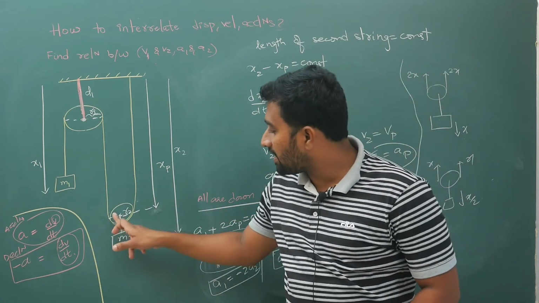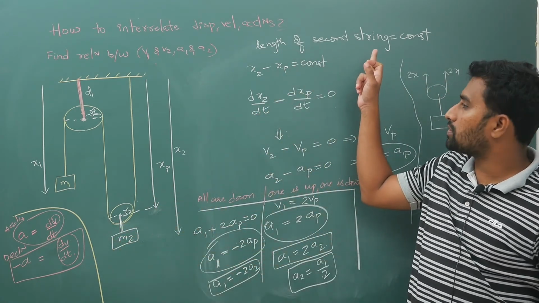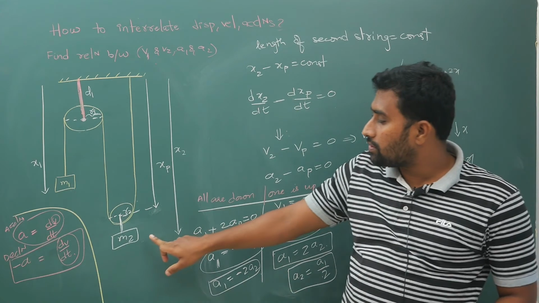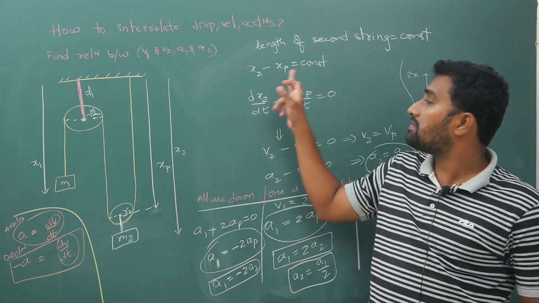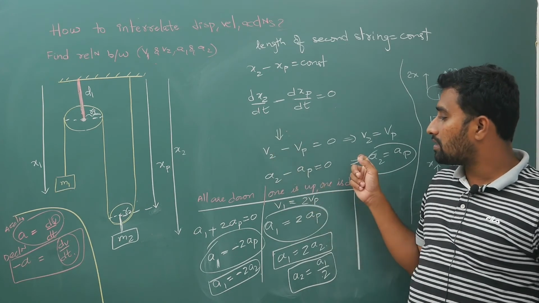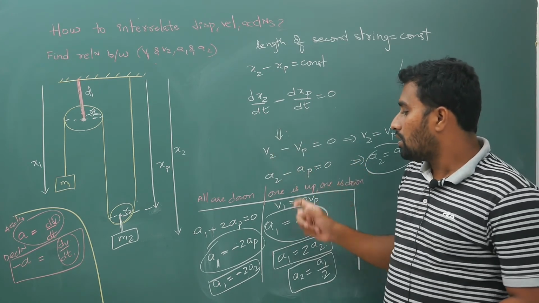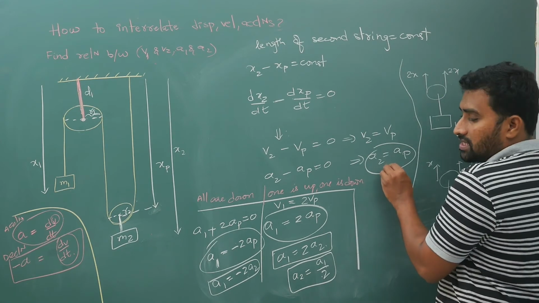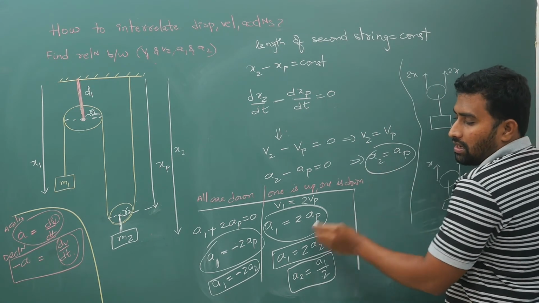Now if you take the second string, your length of the second string is also constant. So doing that, your x2 minus xp will remain constant. Differentiate it, you will get velocity. You differentiate it once again, you will have acceleration. Now we know that acceleration of 2 is equal to acceleration of pulley. So I can replace this.